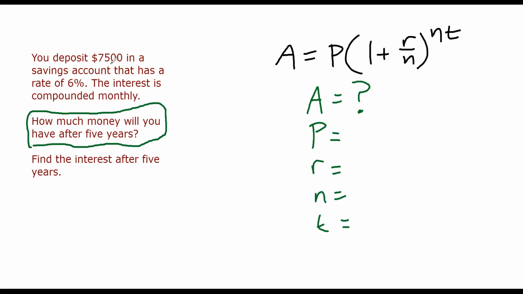P is going to be the principal. That's going to be the $7,500 we invested. R is going to be the interest rate we're earning. Remember, we have to express it as a decimal when we're actually doing the math. So it's going to be 0.06.